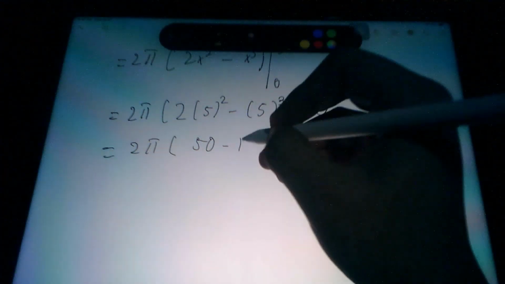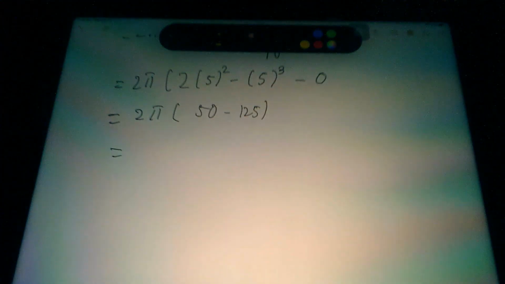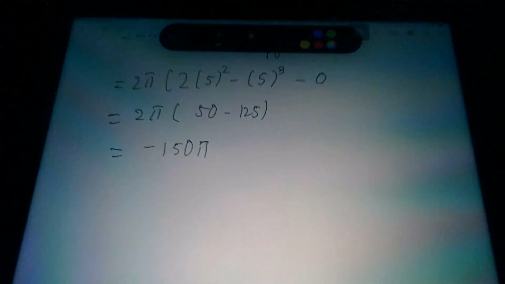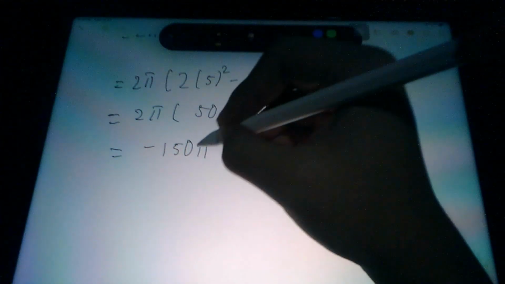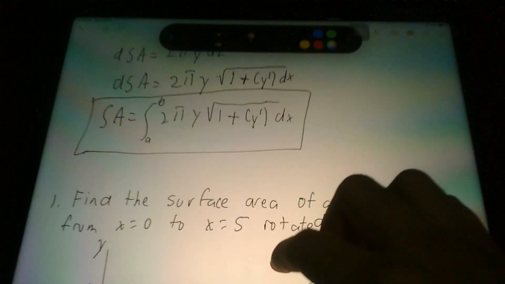So 50 minus 125. By solving this in our calculator, 2 pi times 50 minus 125, our answer will become negative 150 pi squared units. So this is our answer for problem number 1 under surface area. Let's move on to problem number 2.